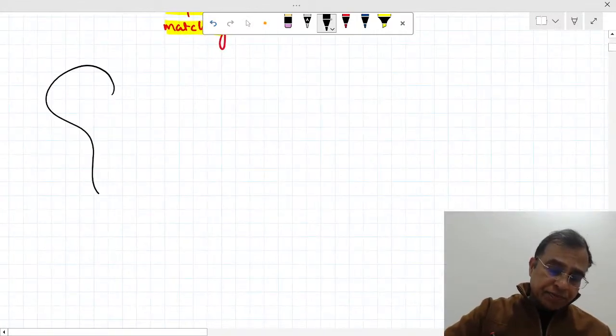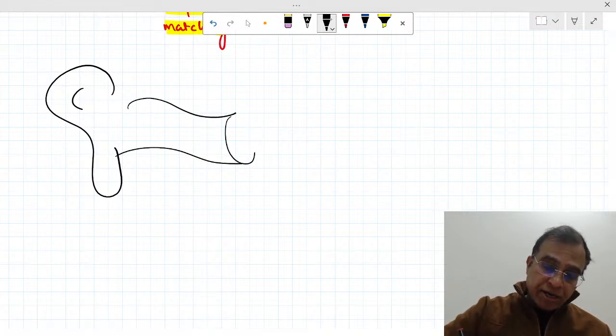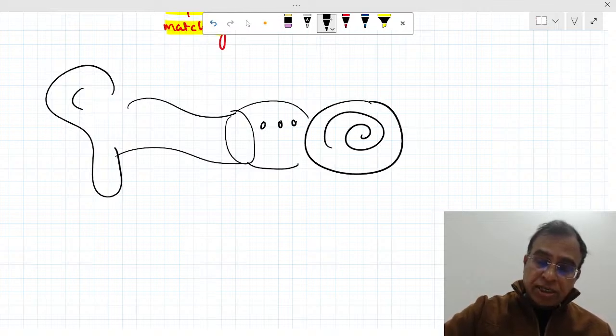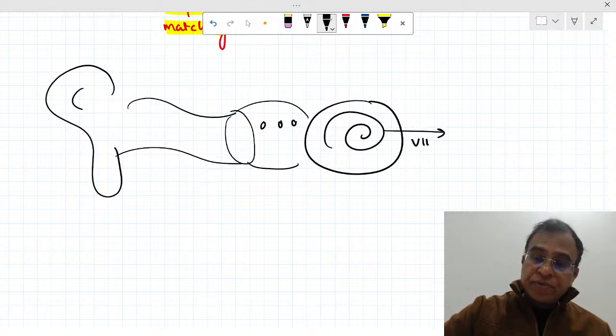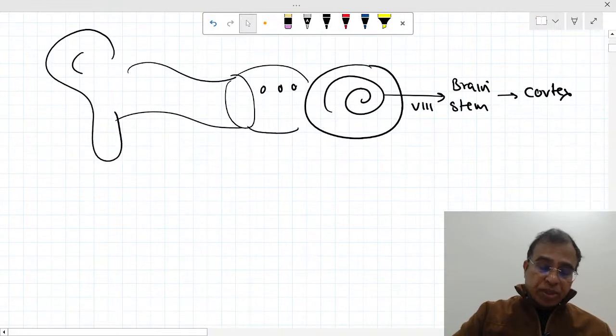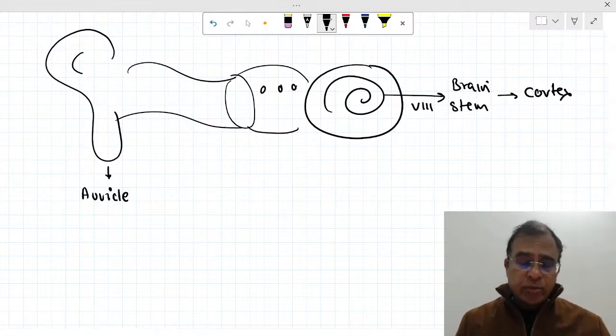Again, we have a pinna, a canal, a tympanic membrane, a middle ear with 3 ossicles, inner ear, cochlea and vestibule, 8th nerve, which carries the sound via the brainstem into the auditory cortex. Now pinna is more commonly called the auricle. Auricle is the right word for pinna. You can call it pinna, but auricle is the right word.